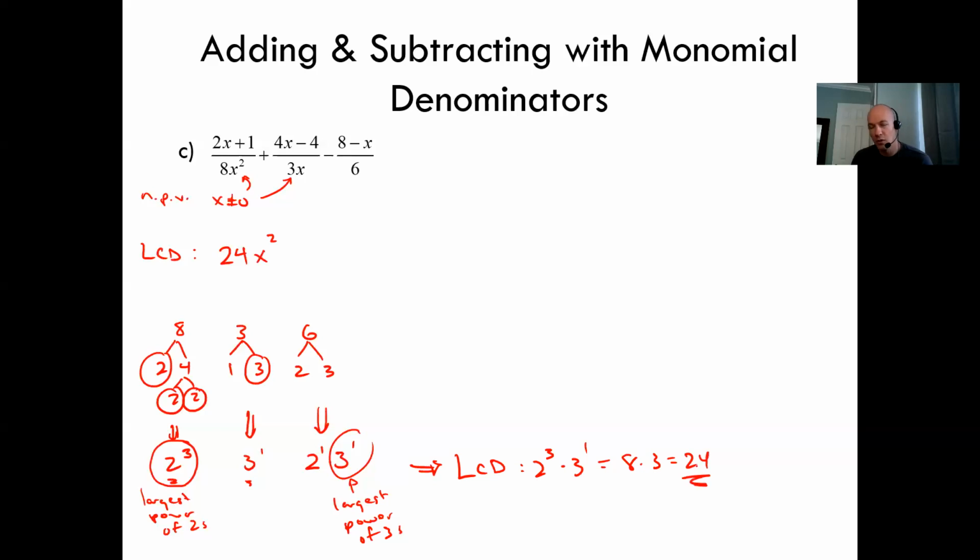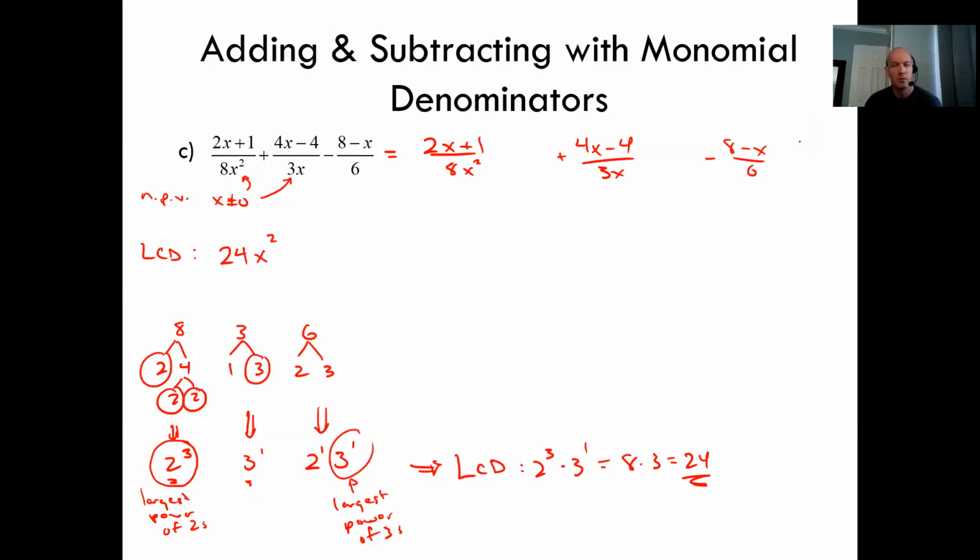I don't know if that's a process people necessarily go through in their head. Quite often they can just figure it out, but that's the systematic way to get a lowest common denominator. All right, so now we go 2x plus 1 over 8x squared, and I'm going to leave a little bit of space here because I'm not quite done turning that into the lowest common denominator. And this is 8 minus x over 6.